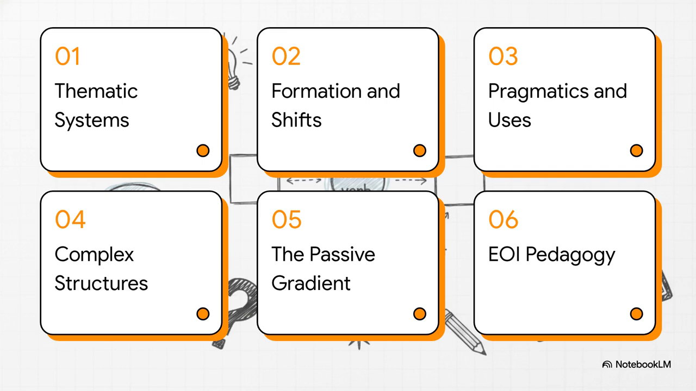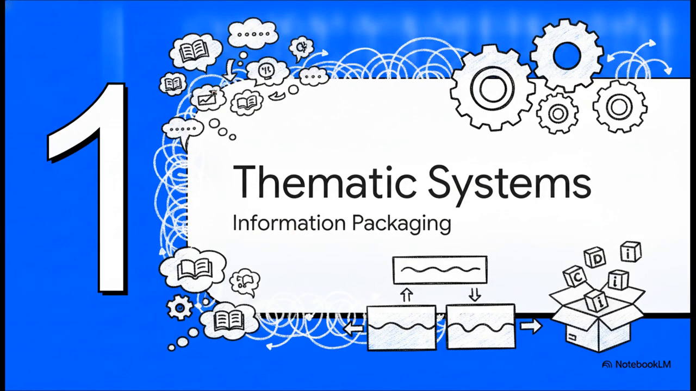Here is our syllabus for today's session. We're going to cover 6 main areas: introduction to thematic systems, formation and shifts, pragmatics and uses, complex structures, the passive gradient, and we'll wrap up with EOI pedagogical implications. We are moving logically from foundational linguistic theories all the way down to practical classroom applications. Starting off with Section 1, Introduction to Thematic Systems, focusing on information packaging.